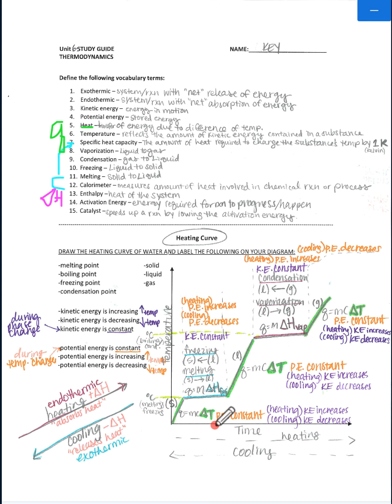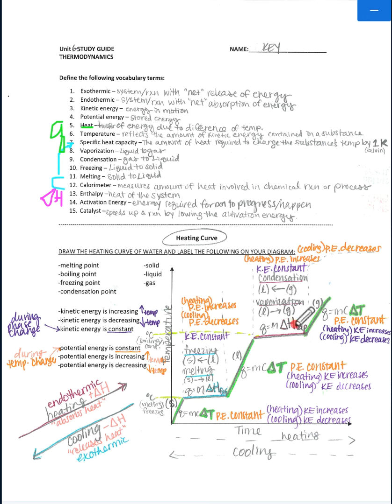However, these delta H's are different. So we call this delta H fusion. So delta H fusion has to do with the process of solid to liquid or liquid to solid, okay? The Q equals M delta H vaporization has to do with the change in energy associated with this liquid to gas, gas to liquid phase, okay?